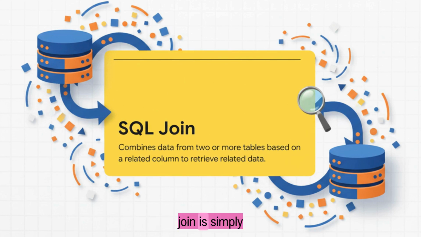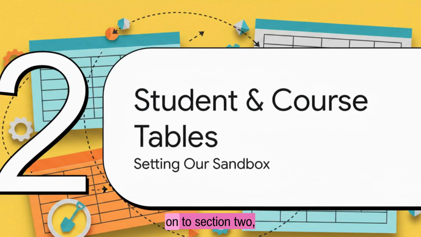So an SQL join is simply the method used to combine data from two or more tables based on a related column. It helps retrieve all that connected data. If you are working in SQL or any database management system, this bridge is absolutely one of the most crucial concepts you'll ever learn. Moving on to Section 2, Student and Course Tables.